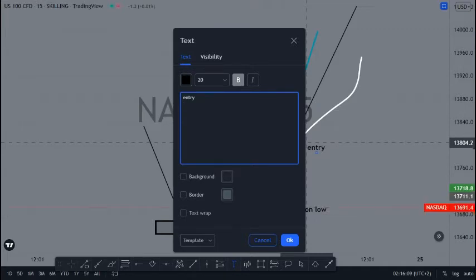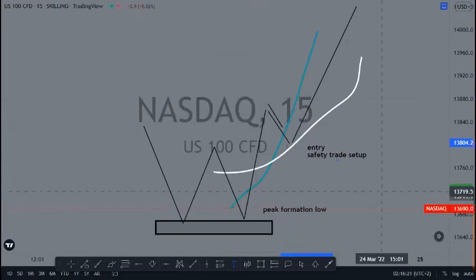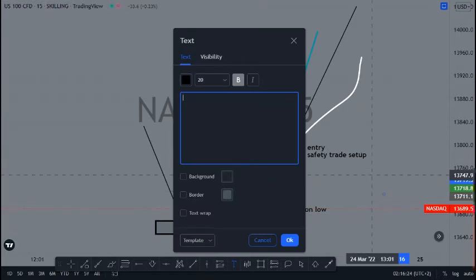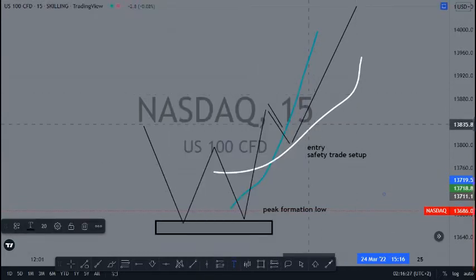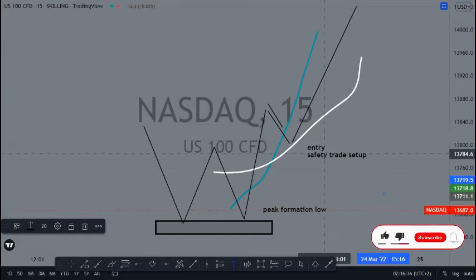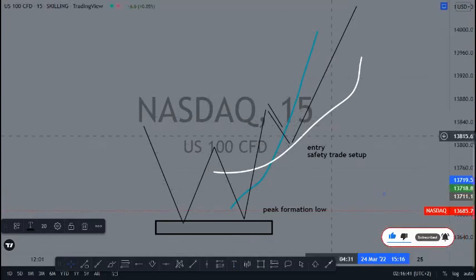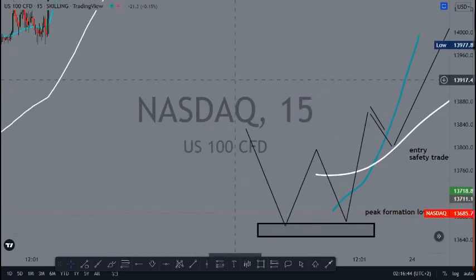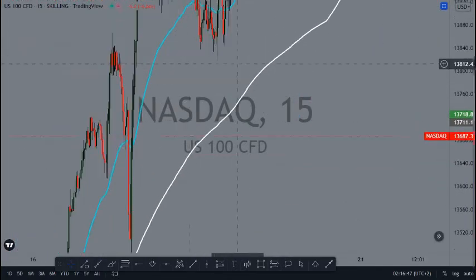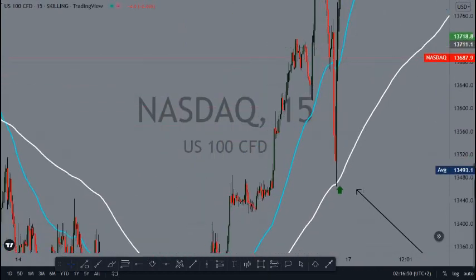We can also call it our safety trade setup. So this is how it looks. I just showed you how the market moves in a downtrend and how the market moves in an uptrend. So now that you know that there is a peak formation low and a peak formation high, you will be able to know in which direction to trade and when to take your entry. So let's go back into the charts again so we can find more setups.